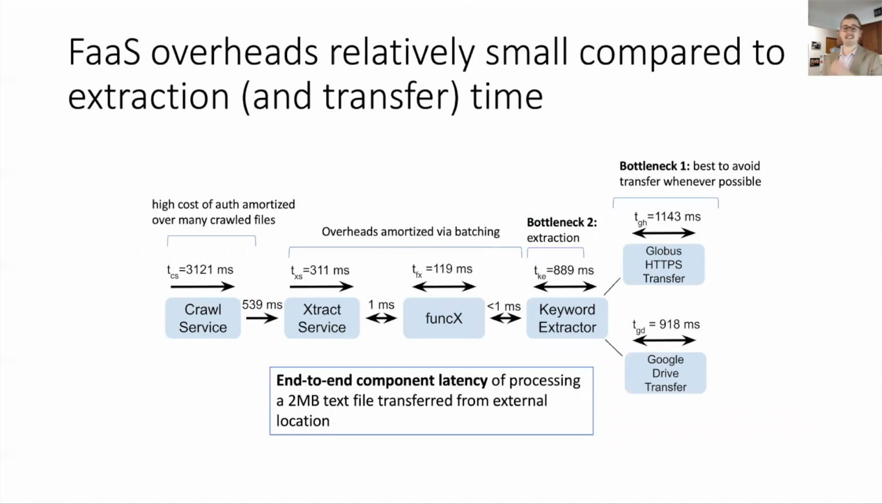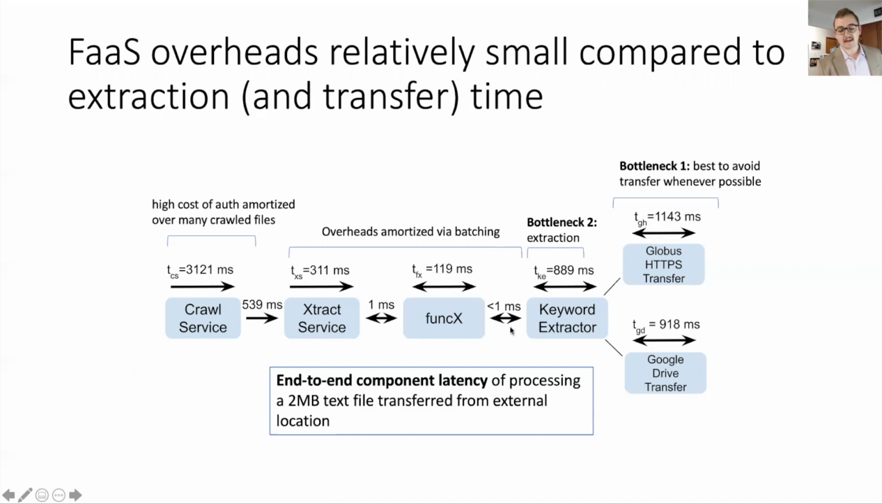We also looked at each component step by step and all FaaS overheads therein. We noticed the FaaS overheads are relatively small compared to the extraction and transfer time, which is a place you want to be. The first thing your eyes might be drawn to is this large number on the amount of time it takes to crawl, over 3 seconds. But this is amortized over many files and many directories being crawled. The reason it takes so long is it has a cold start cost of sending just one request, because this was just us trying to take a snapshot of how long it takes to truly process one file group.